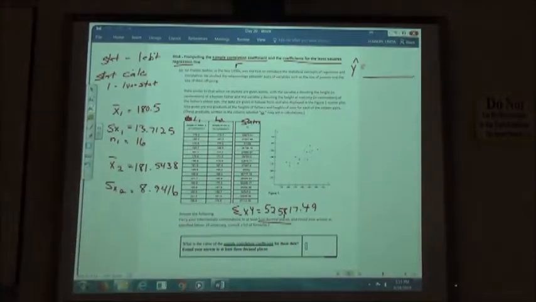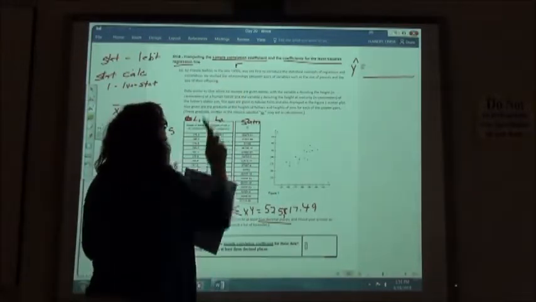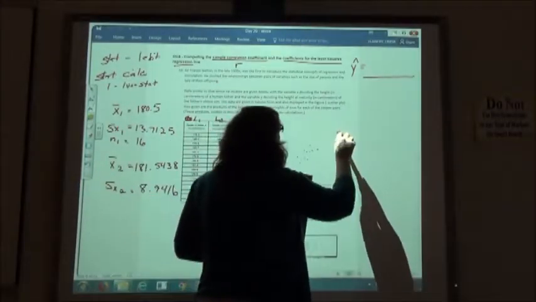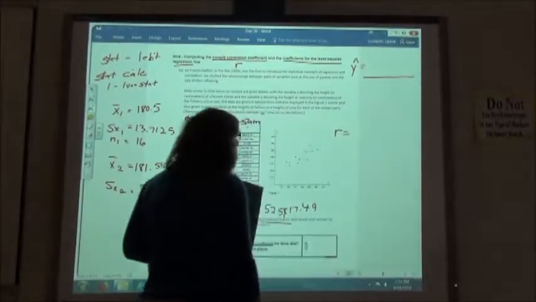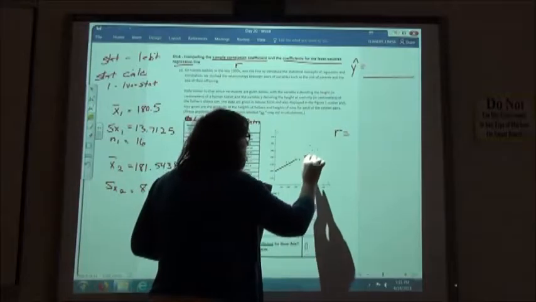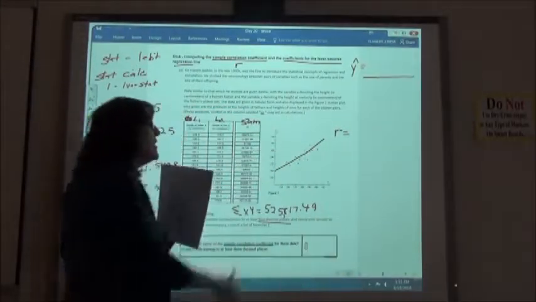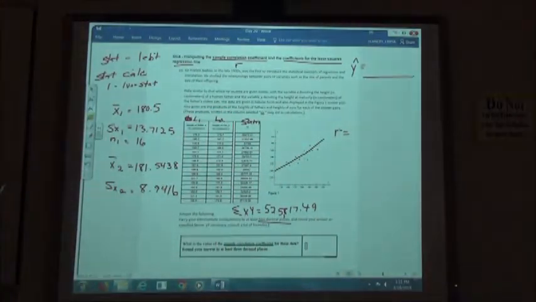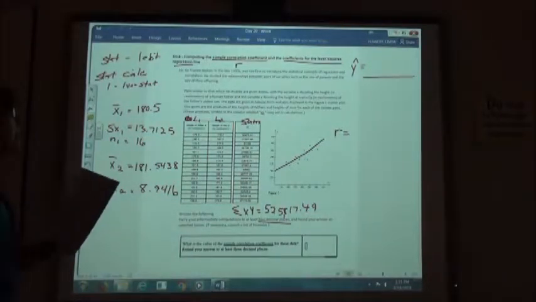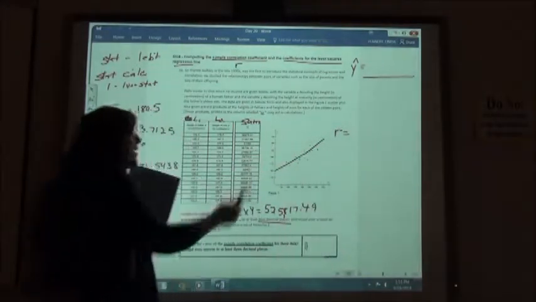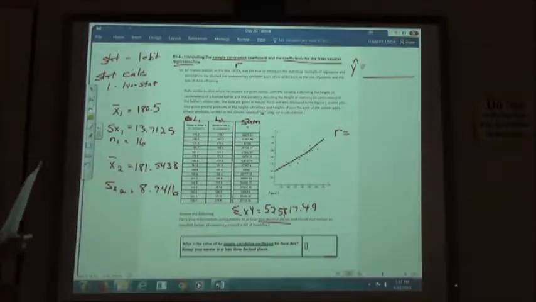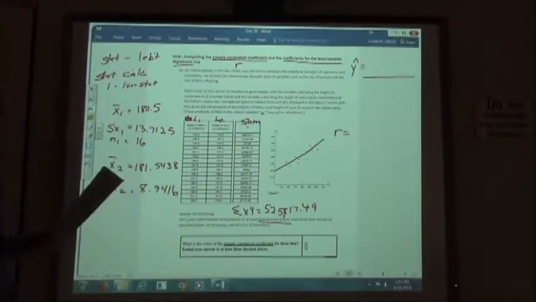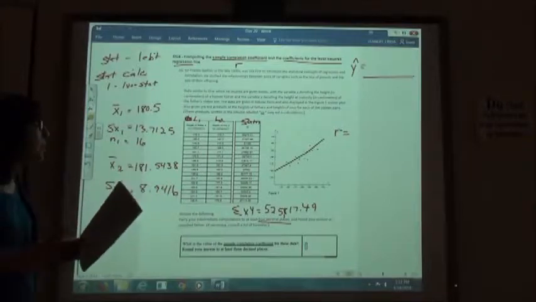So once I have that information, I can then use the formula to find what my R value, my sample correlation coefficient is. What this number stands for is when I do my line of best fit, how close is that data to my line? If it was exactly on my line, I would get an R value of 1. You can see here I'm not exactly on the line, so my R value is going to be probably somewhere close to 1, but not going to be exactly 1. We're going to find out what it is.